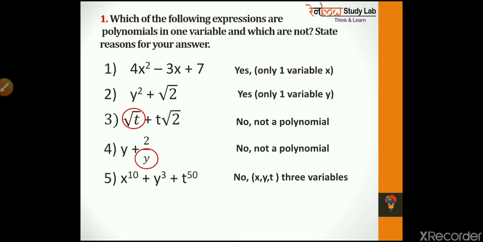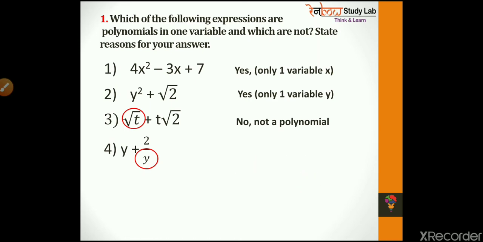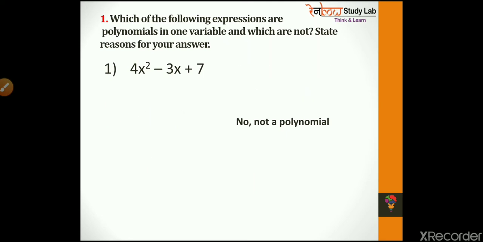Coming to the fifth question, here you can see x raised to 10, y raised to 3, t raised to 50. Powers are whole numbers, 10, 3, 50, they are whole numbers, but three variables are there and we want only one variable. So again, this is not a polynomial in one variable. This was question number 1. We'll complete the remaining theory and come back to the exercise.